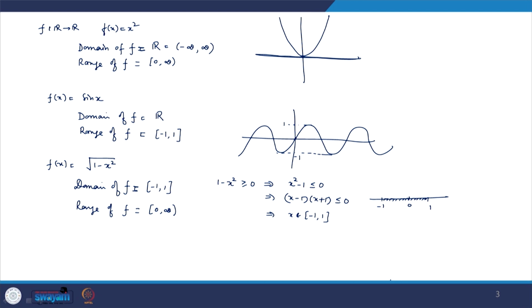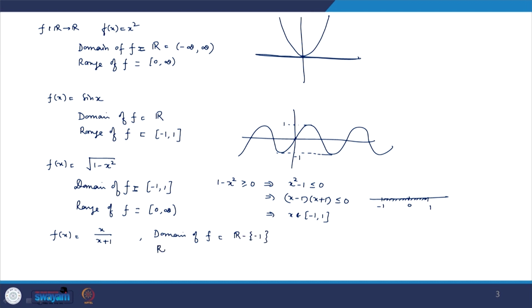Now, let us take one more example based on the fraction. Suppose f(x) equal to x upon x plus 1, and you are interested to find out the domain and range of this function. First of all, domain. The domain of f will be all those real x where f is defined. Now, this f is defined everywhere except x equal to -1, because at x equal to -1 it tends to infinity. So, we will say that the domain of this function will be all real numbers except -1.